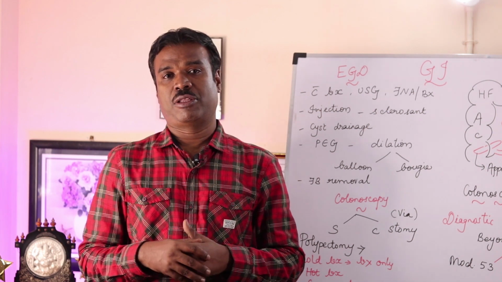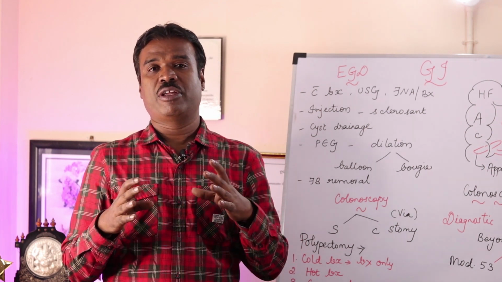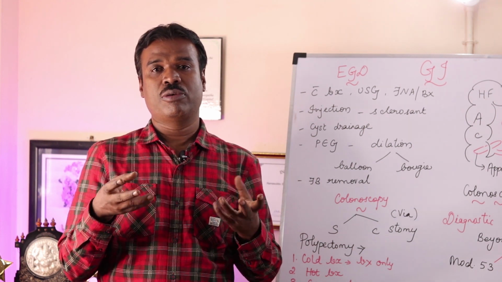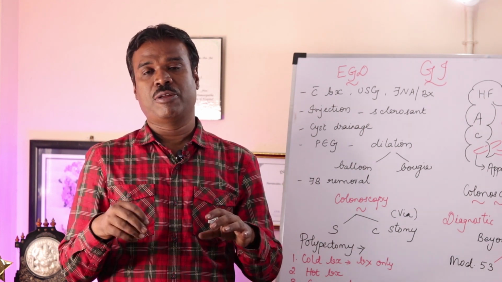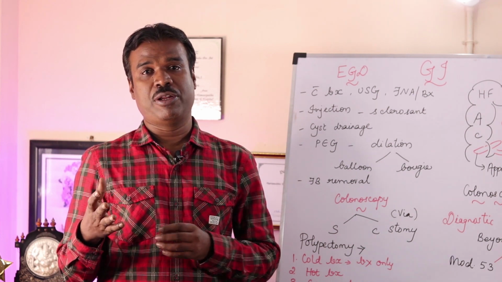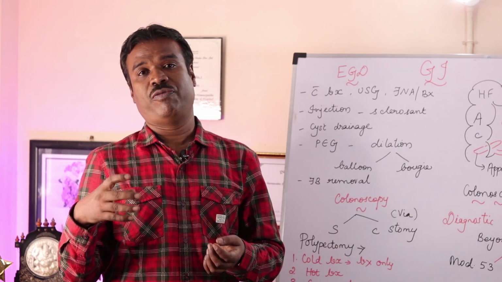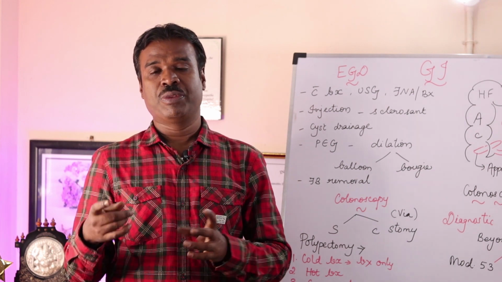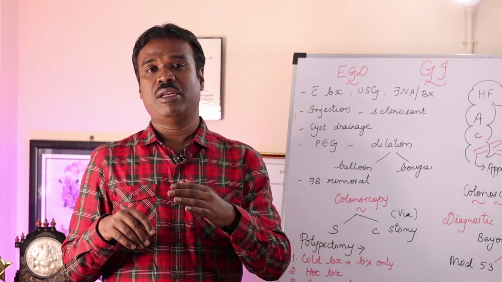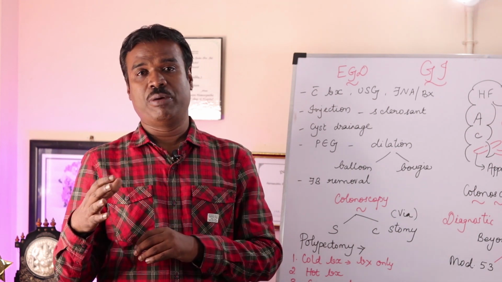Coming to appendix. Appendix, as you know, is a vestigial organ. Sometimes it gets occluded by stones or by fatty deposits. So the patient might develop an inflamed condition called acute appendicitis, which might also go for a perforation or a rupture. Here you should understand appendectomy can also be done as a laparoscopic or as an open technique.